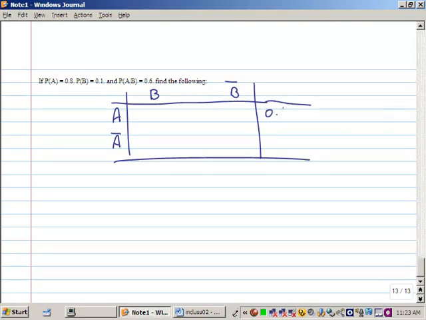Alright, probability of A is 0.8, therefore A bar is 0.2. Probability of B is 0.1, therefore B bar is 0.9. And we're given that the probability of A given B is 0.6.